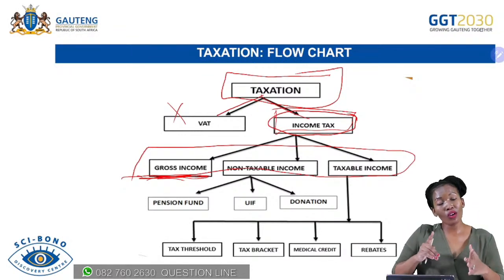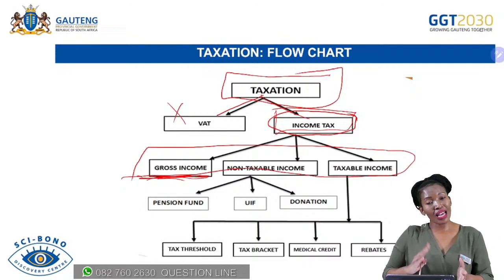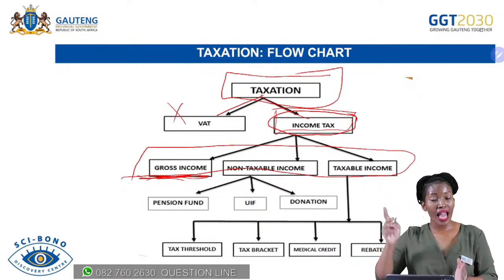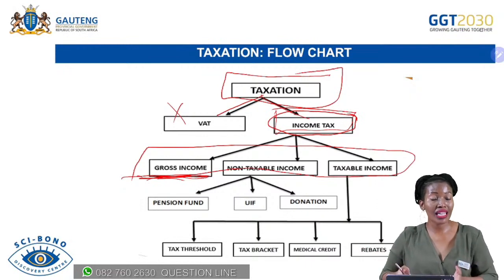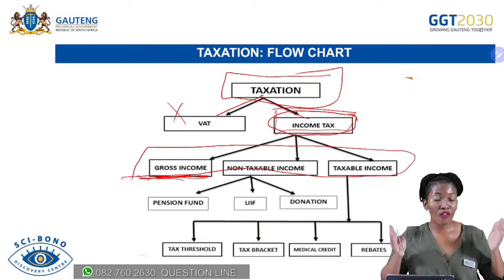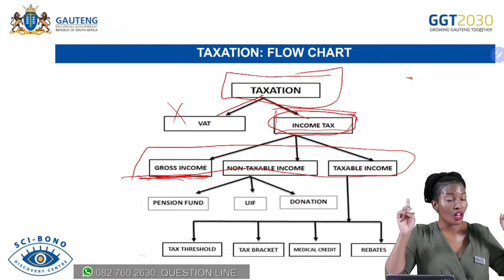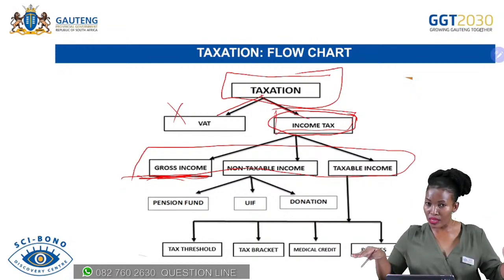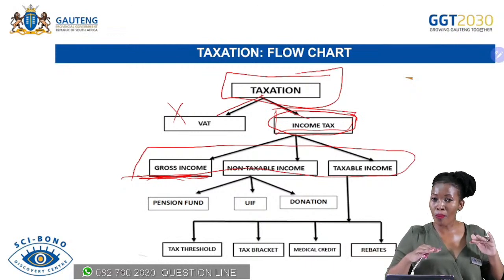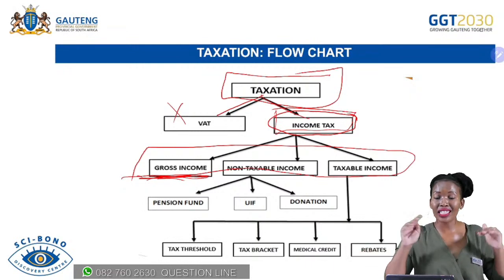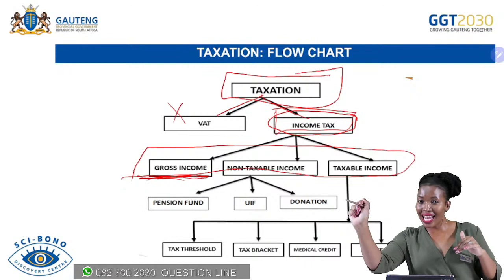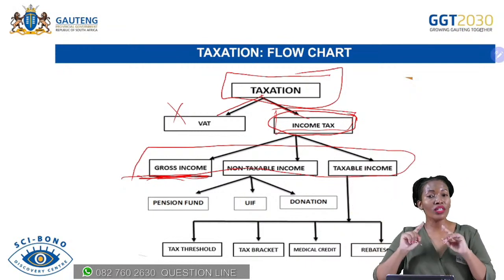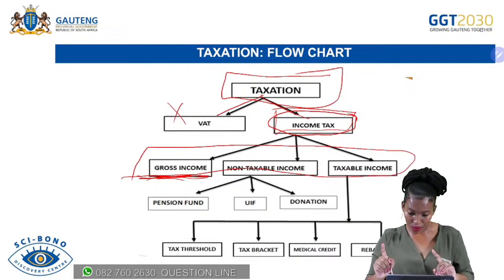Meaning if they give you the gross income and they say it's a monthly gross income, immediately you must remember that, hey, I must multiply this gross income by 12 for me to get the annual gross income. So in tax, all the values must be in the annual form. Every single value in tax, as soon as they say per month, you highlight, no, I must times by 12, because in tax, we only talk about annual values.